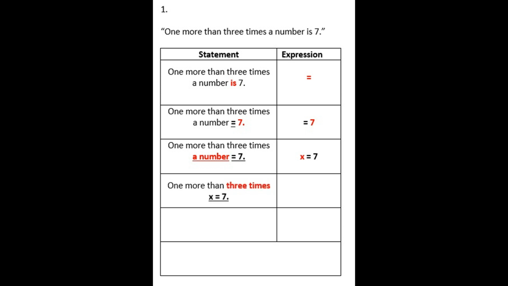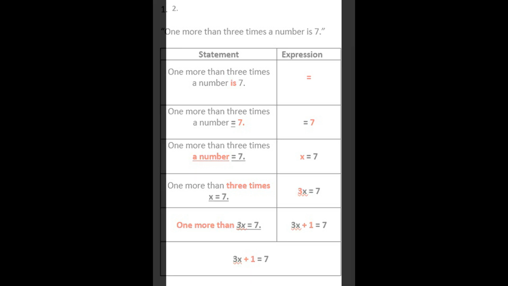What are we doing with the x? 1 more than 3 times x equals 7. So we have 3x equals 7. Now, going on to the next step, 1 more than 3x equals 7. And that last step is 3x plus 1 equals 7. And that's our answer. That's how we convert that sentence into an equation. 3x plus 1 equals 7. Now, you don't have to solve it. They're just asking you to set it up.